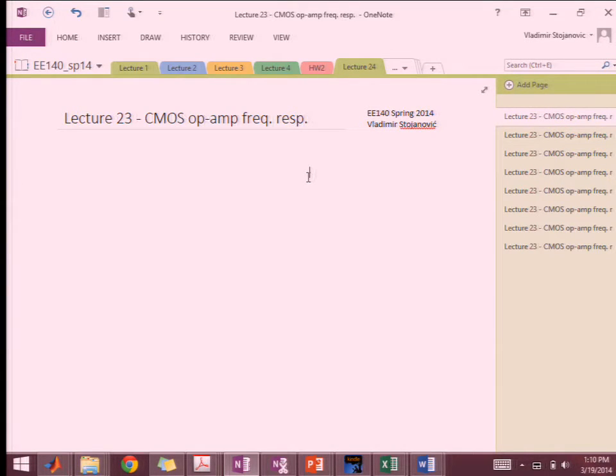So today we're going to look at the frequency response of various CMOS op-amp stages, from the current mirrors to telescopic and folded cascode, what compensation issues, and then we're going to sort of do the Miller compensation of the two-stage, if we get to it.